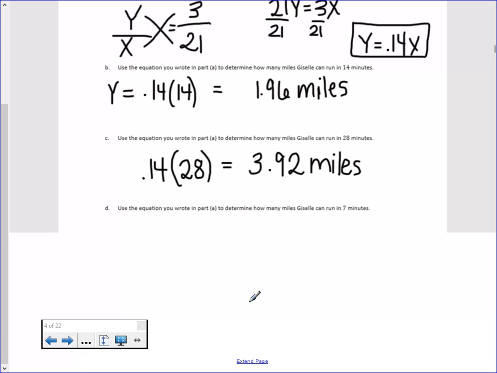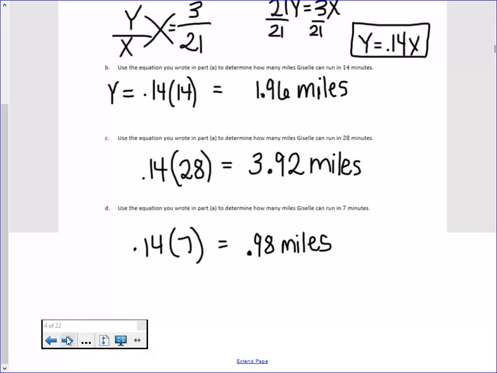And then the last one for 7 minutes. So we're going to take 0.14 times 7. 0.98 miles. So she is almost running a whole mile in 7 minutes. So she's about at a 7-minute mile.